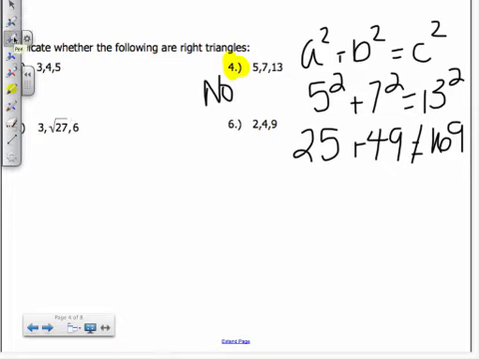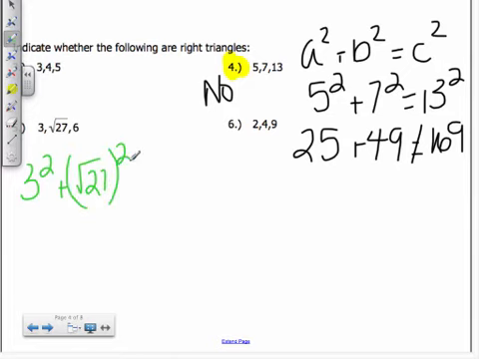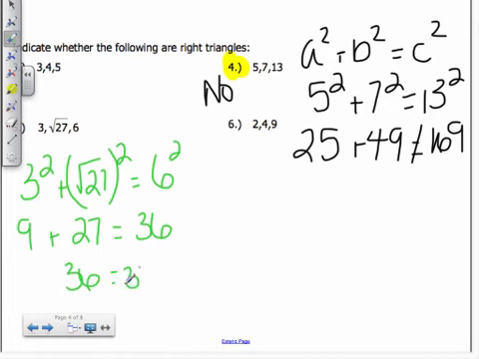So let's go ahead and see what happens when I plug in this information. Right here, you should get 3 squared plus radical 27, all of it squared, and make sure you have that in parentheses, is equal to 6 squared. So 3 squared is easy, that's 9. But what's radical 27 when you square it? The radical and the square will cancel each other out, so you end up getting just regular 27. 9 plus 27 is equal to 36. You end up getting 36 equals 36, which is a true statement, so yes, this is a right triangle. Please try questions 3 and 6 and come back to me and see how you did.